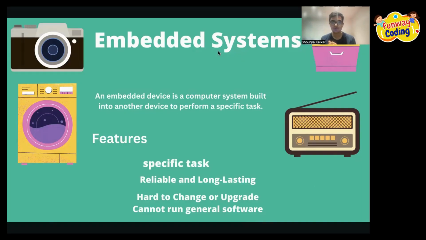However, the washing machine will not be able to play Spotify or play Apple movies or anything you want. It cannot do that because it can only run specific tasks, and that is the keyword: specific task, reliable and long lasting, and hard to change, like hard to upgrade the software.